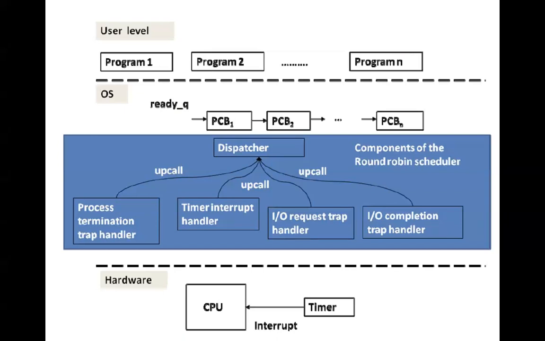This allows for the scheduler to determine the appropriate next steps that should be taken for the processor and for the scheduler. And so essentially, we'll have a round robin scheduler that will make use of an appropriate dispatcher, a timer interrupt handler, IO request trap, IO completion interrupt handler, and a process termination trap handler.